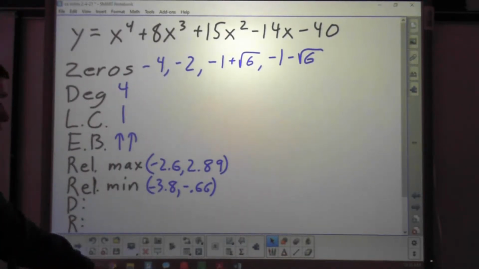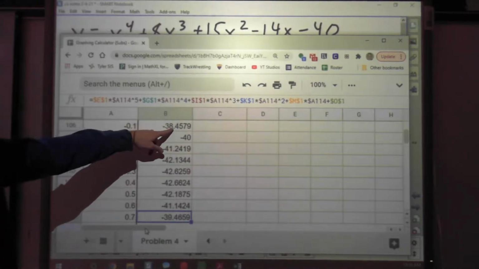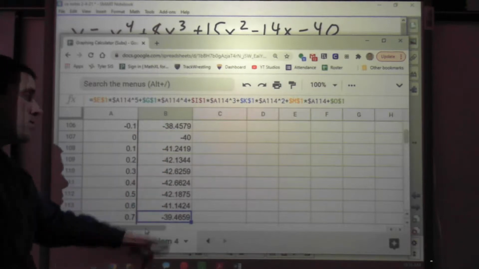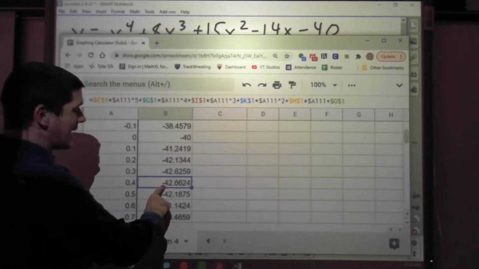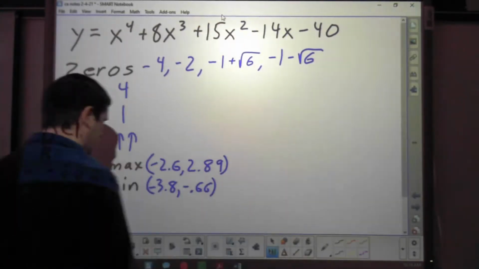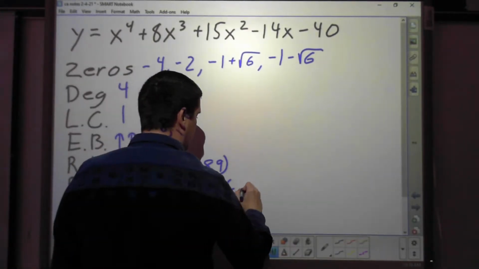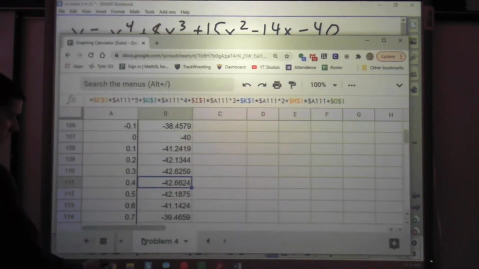Now, from the graph, we know that there were 2 minimums. So I'm looking for another minimum here. I can see negative 38, negative 39, these are all in the 40s. These guys are lower. So who's the lowest? Again, I got to look closely here. Negative 6.2, negative 6.6, and then negative 1.8. This guy right here, 0.4. 0.4, comma, negative 42.66.